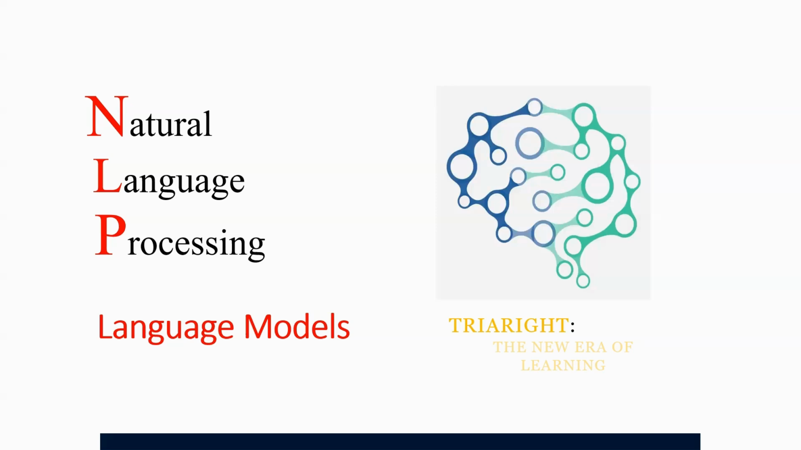Okay, so we all know about NLP. NLP is a subfield of artificial intelligence that focuses on enabling machines to understand, interpret, generate, and respond to human languages. One of the most core concepts of NLP is the language model. So what is the purpose of a language model in NLP? We use it for text prediction, text generation, speech recognition, machine translation, and sentiment analysis.